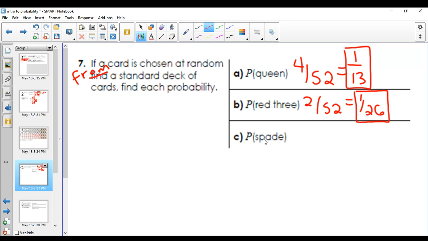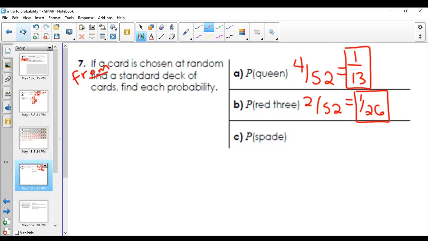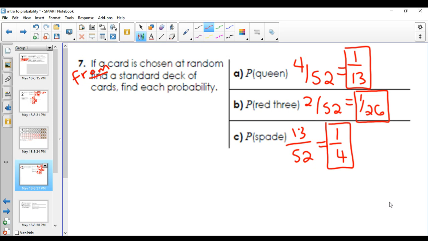Okay, last question on this slide, probability of choosing a spade. So let's go back and look. Okay, spade is one of our suits. Okay, this whole second row here, we could count them, but we also know from our information right here, which will be helpful for you to memorize, there are 13 cards in each suit. So that would be 13 spades out of 52 cards. Okay, and that's going to simplify to 1/4. Okay, that's one of our benchmark percents. So we know that that's a 25% chance of happening if you were to give your answer in that format.